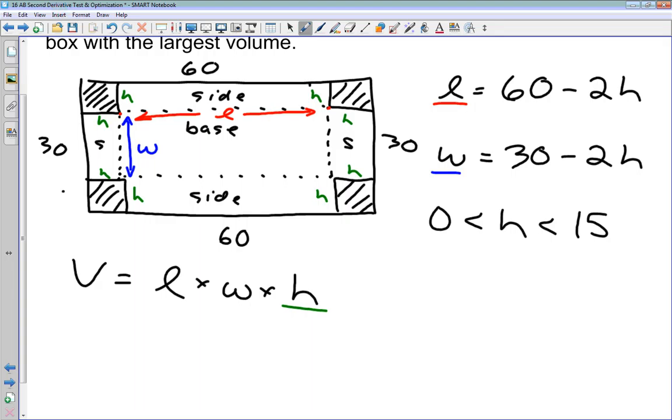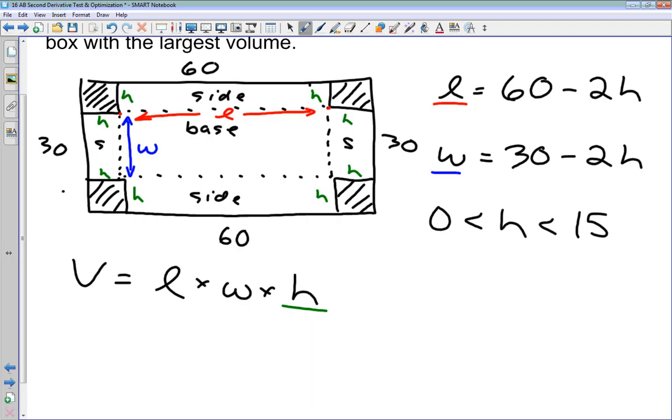Yep. So if we take 2 times 15 off of w here, 30 minus 2 times 15 would give us a width of 0. And once we have a width of 0 or a length of 0, we no longer have a box. We've got a, I don't know what we have anymore. Again, just a flat sheet or something like that.